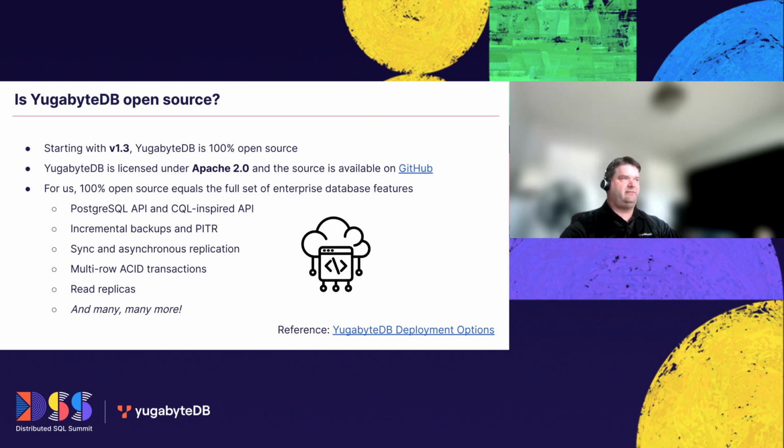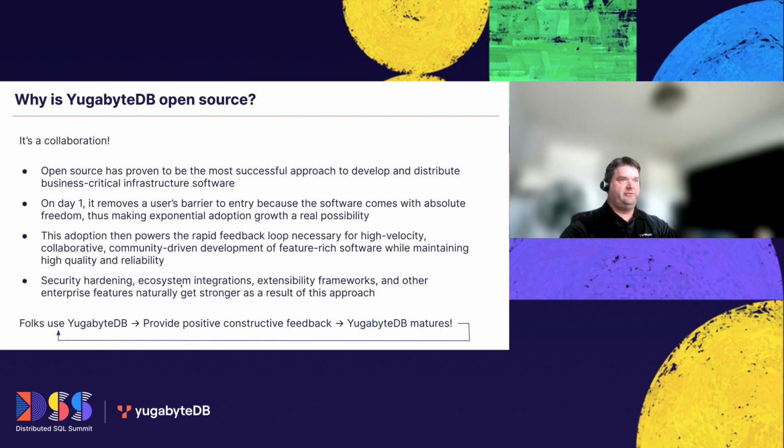But sometimes you might think, if a project's open source, what does that mean? Am I limited on the features that I have available? And no, that's not true with Yugabyte. The open source version of Yugabyte is the full featured enterprise feature set. So you get things like the Postgres API, the CQL, the Cassandra API, incremental backups, point-in-time recovery, sync and asynchronous replication, full ACID transactions, read replicas, and just a bunch more features. So you don't have to worry about open source with Yugabyte, right?